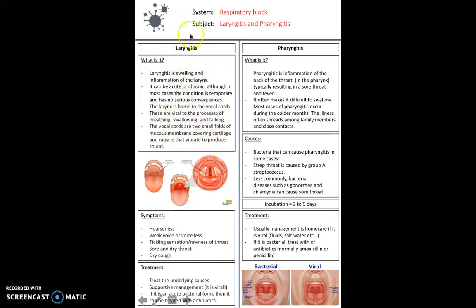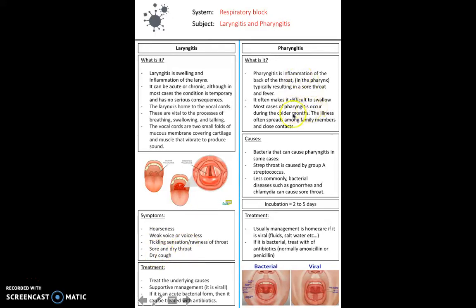So if you think about your larynx in general, it's home to your vocal cords, and therefore vital to talking, breathing and swallowing, and therefore those kind of things are going to be affected when you have laryngitis. So you're going to have a hoarseness in your voice or a weak voice. You may have rawness of your throat and a sore or dry throat, as well as a dry cough.